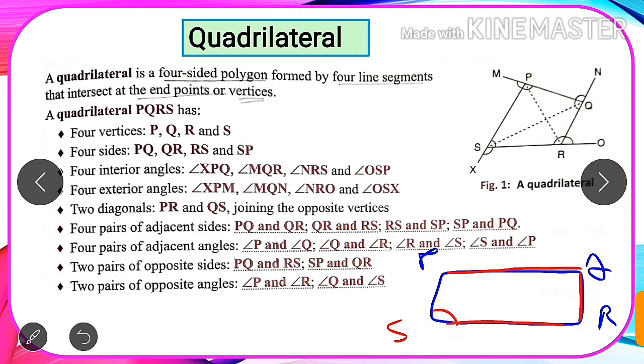Let this be angle S. Then the opposite angle of S will be vertically opposite, that is Q will be the opposite angle of S. Similarly, the opposite angle of P will be R. Similarly, the opposite angle of R will be P, and the opposite angle of Q will be S. So in total we have two pairs of opposite angles.